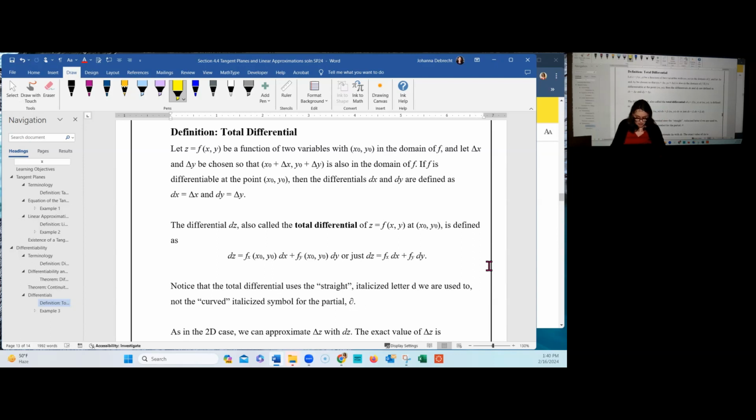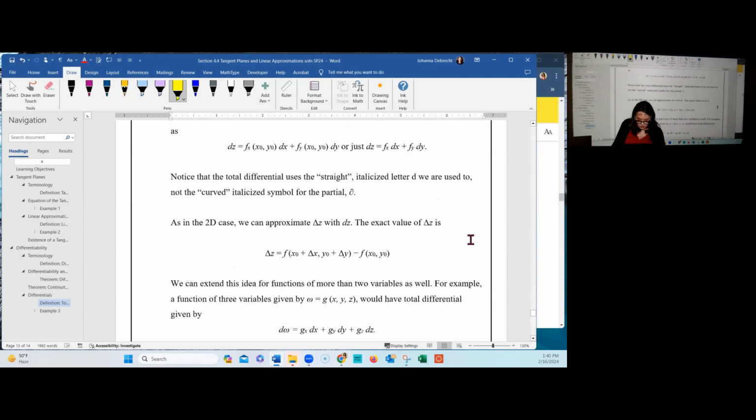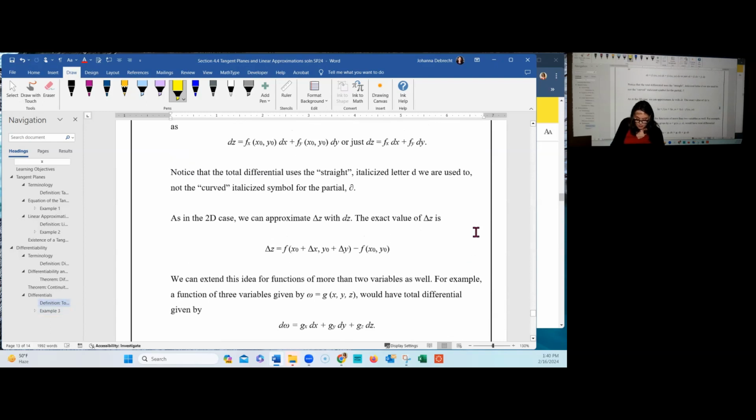Let's now talk about what delta z actually is. We've talked about what dz is, which is the change in the values on the tangent line or tangent plane approximation. What is delta z? Well, delta z would just be the change in the z values from the point where we computed the tangent plane, x naught, y naught, to the point where we scooted over a little bit. In other words, you just have to plug both values into the function and subtract their z values.